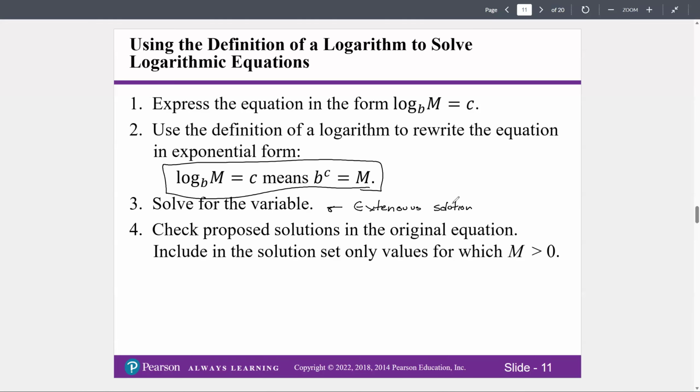So sometimes when we solve an equation, the way that we went about doing it causes us to come up with extra solutions that are not truly solutions. So when we look at logarithms, we have to be careful about that because one of the things we know is that this m has to be greater than 0. You cannot take the logs of negative numbers.